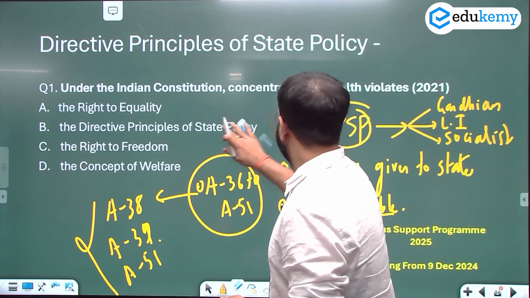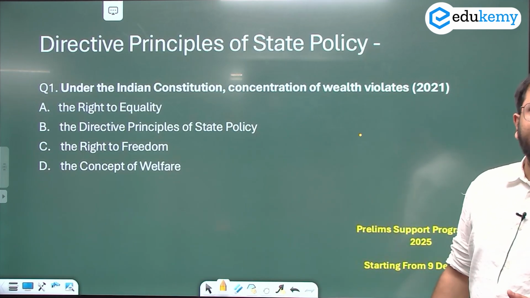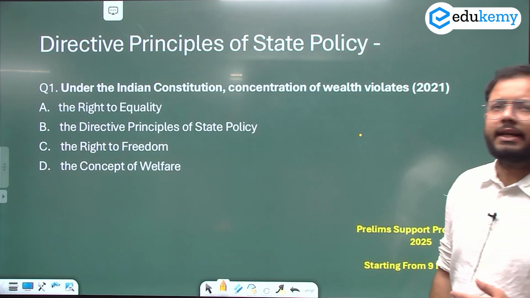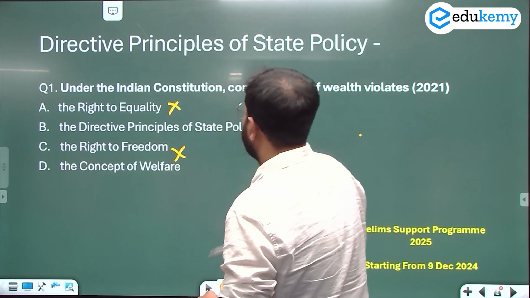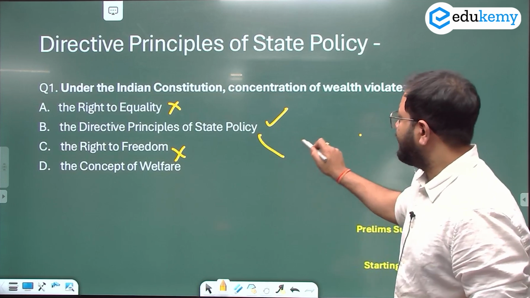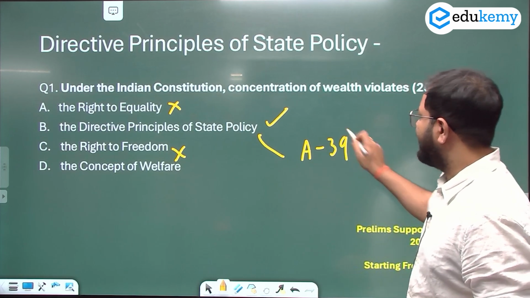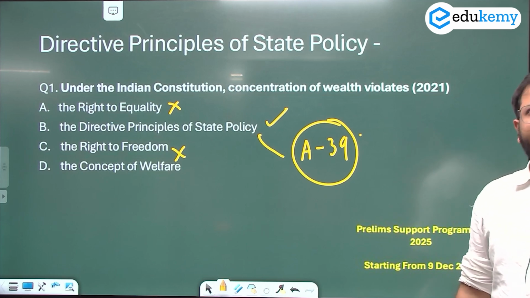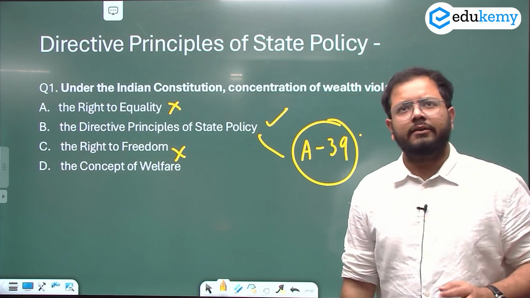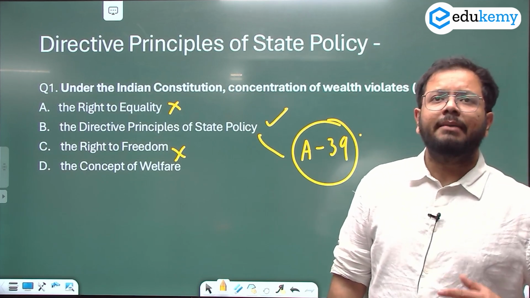So let's start. When we talk about this question, under the Indian Constitution, concentration of wealth violates. The answer is DPSP, because it is not rights for sure. Here in Article 39, remember Article 39 is a favorite of UPSC. It is asked again and again. Articles 38 and 39 are both very important for UPSC prelims. They ask it again and again.